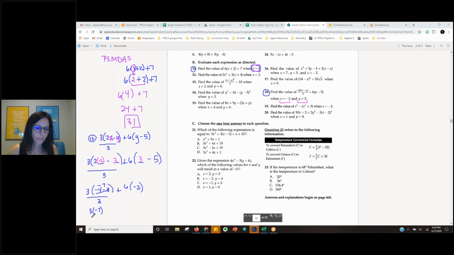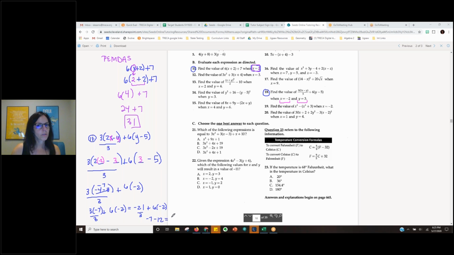times -7 divided by 3 plus 6 times -2. 3 times -7 is -21 divided by 3 plus 6 times -2. You're doing all your multiplication and division from left to right. So I just did a multiplication, the 3 times -7. I'm going to do some division. -21 divided by 3 gives me -7. And then I can just take the positive 6 times the -2, gives you -12.